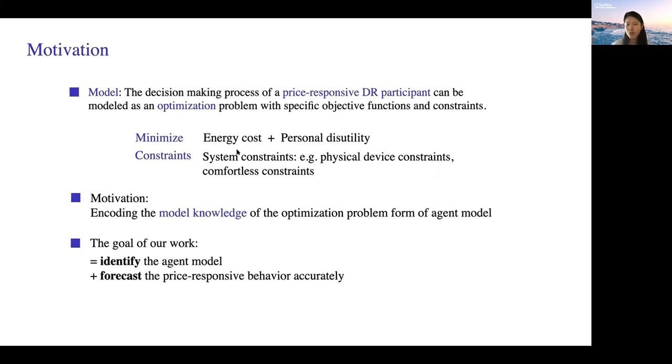The objective is to minimize the energy cost and some personal disutility. The personal disutility models how willing the consumer is to increase or decrease their electric usage, or delay their electricity usage. And the constraints are some system constraints, for example, the physical device constraints and some comfort constraints. Our goal is to identify the agent model and use this model to forecast the price responsive behavior.